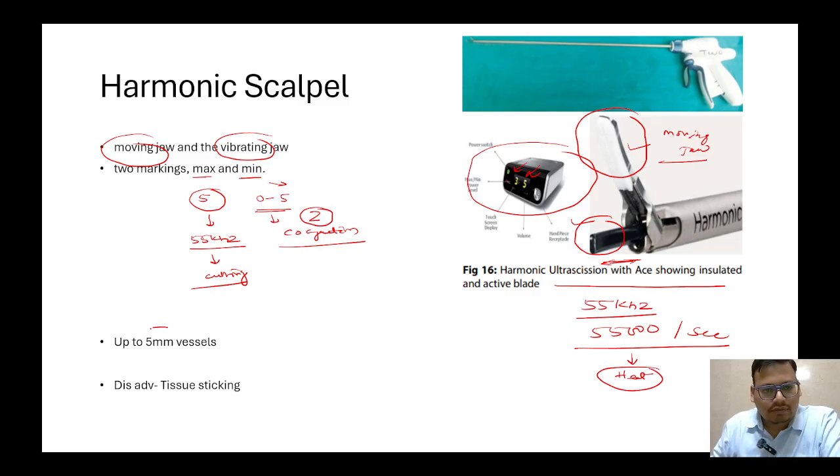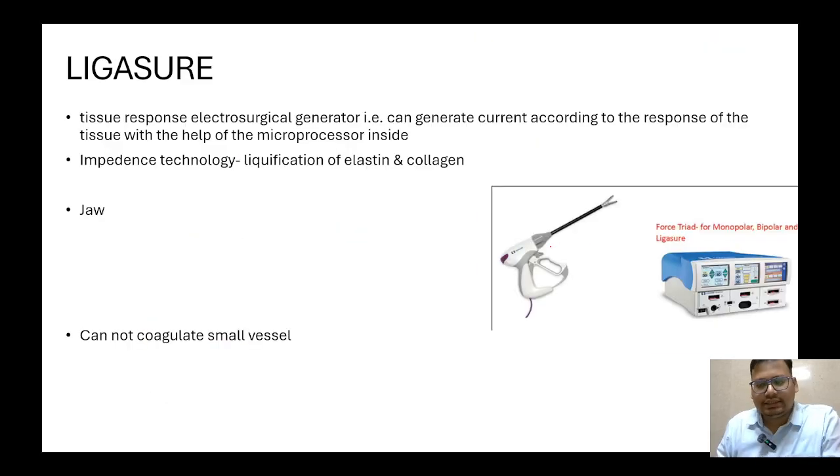In this, vessels up to 5 mm are usually coagulated, and the disadvantage is tissue stiffening. Because of this tissue stiffening, the instrument use gets limited. The tissue gets stuck repeatedly, and we have to change the instrument after 5 to 6 uses. Next is LigaSure. The concept of LigaSure is thermofusion, thermal energy.